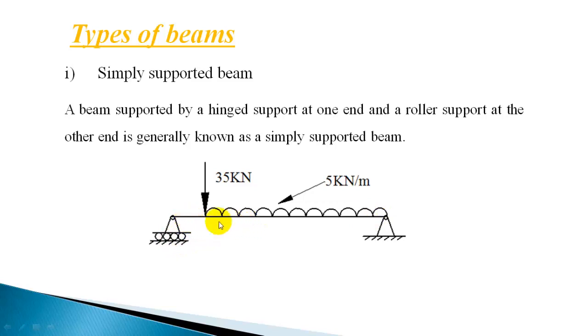Roller support will allow the expansion of the beam, so it prevents the development of thermal stresses on the beam. When the temperature rises, the beam material may expand, and this roller support will provide the provision for expansion of the beam. Hinge support cannot allow the movement, but roller support can allow small movement in the lateral direction. So it helps in preventing the thermal stresses induced on the beam.